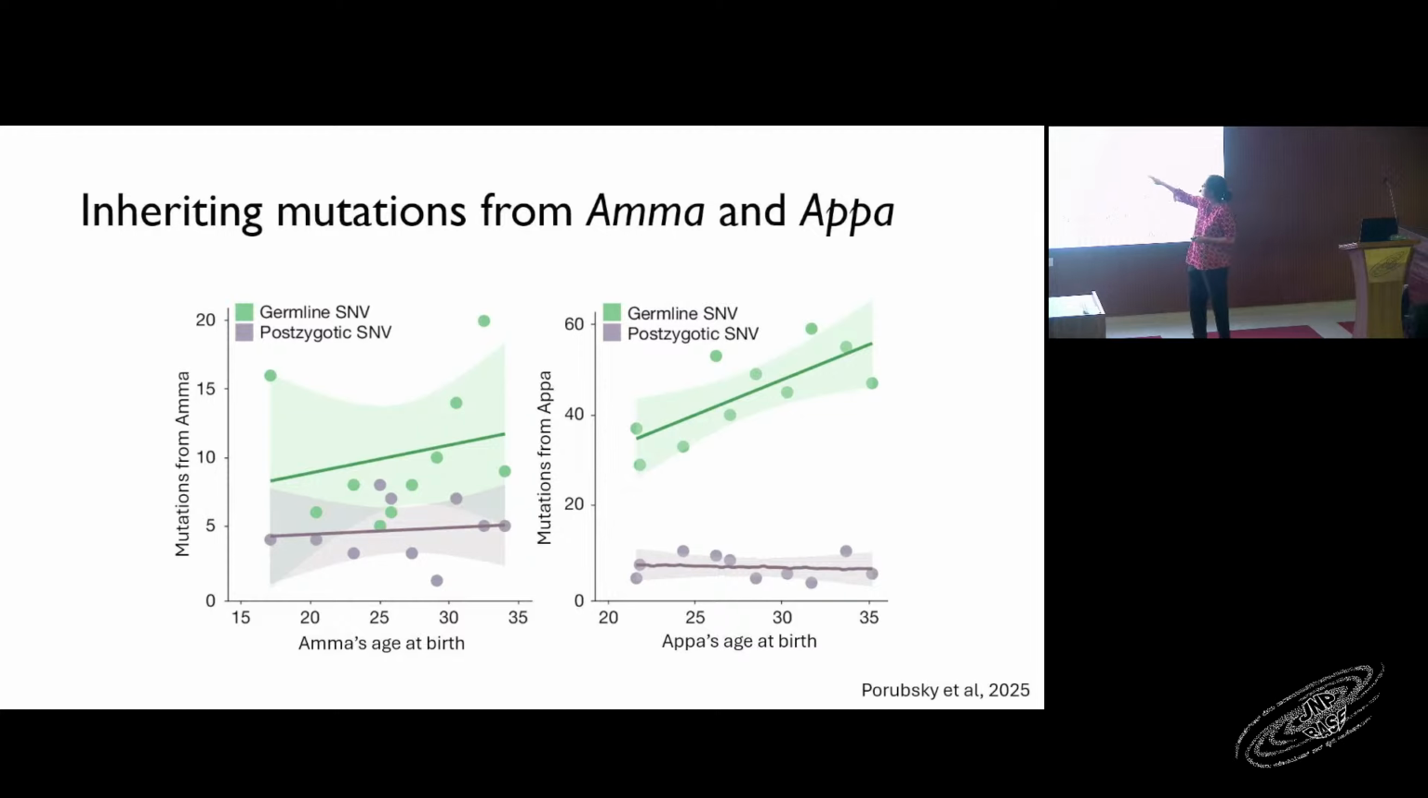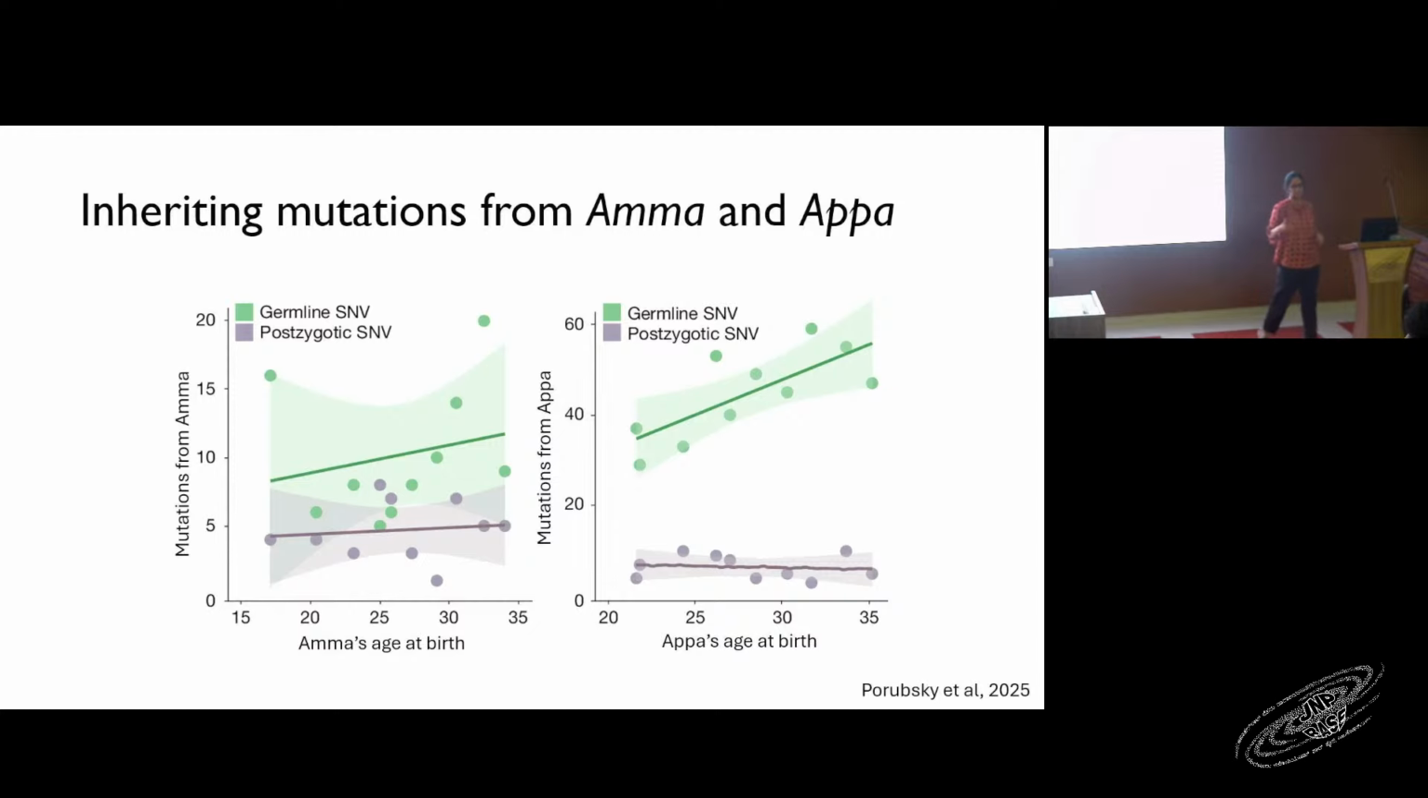We see that father's age has a much larger effect on the number of mutations a child inherits compared to mother's age, right? So if a father is about 20 years old, the child on average gets somewhere between 30 and 40 mutations. If the father is 35, the child gets somewhere between 50 and 60. Whereas for mom, that line is a lot less steep, right? Mother's age matters a lot less than father's age, simply from the perspective of the number of mutations that are passed on.